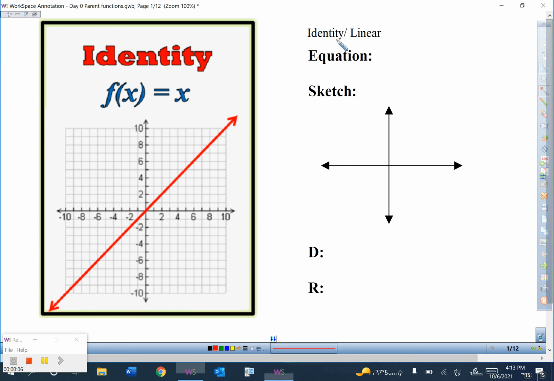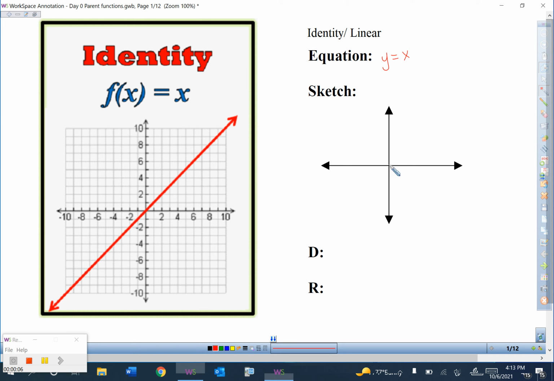The first up is identity, also known as just a linear function or line. And what we're going to do for the sketch is always do the most basic version of this, based on the equation's most basic version. So for a line, usually y equals mx plus b, the parent function is y equals x. All the other numbers have gone away. And we're going to sketch that.